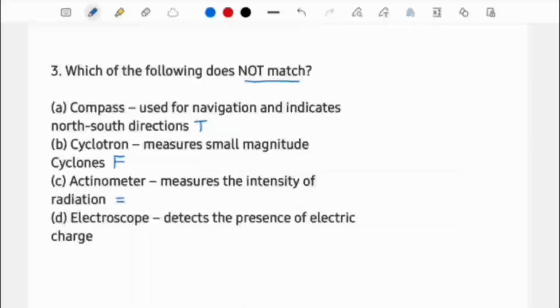So it implies the measurement of the heating power of radiation. So therefore it's also a correct statement. Option D is electroscope. It detects the presence of electric charge.